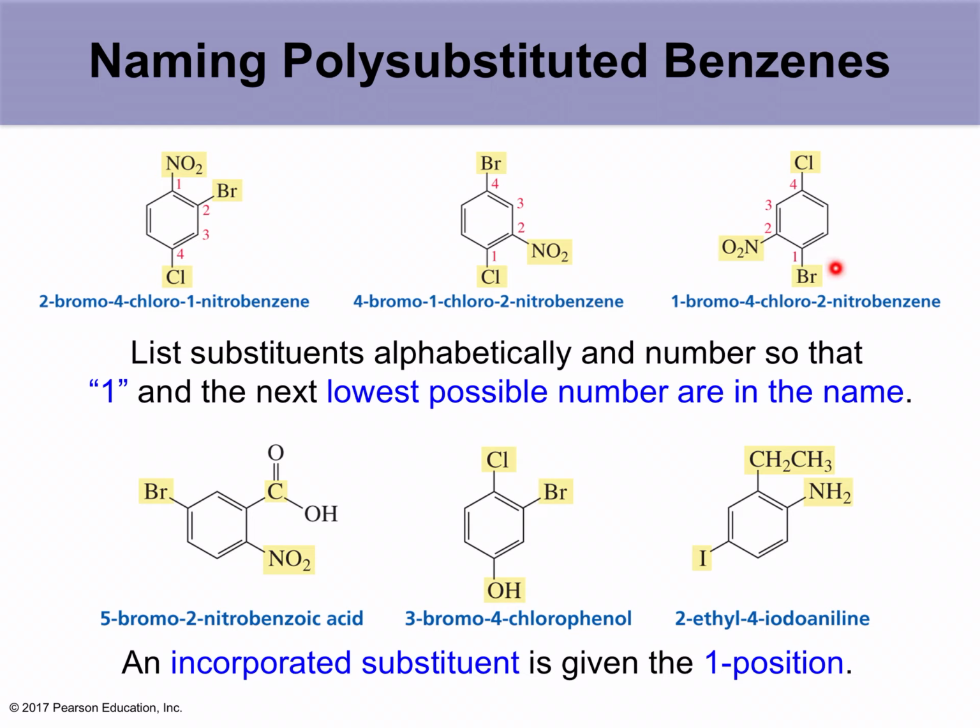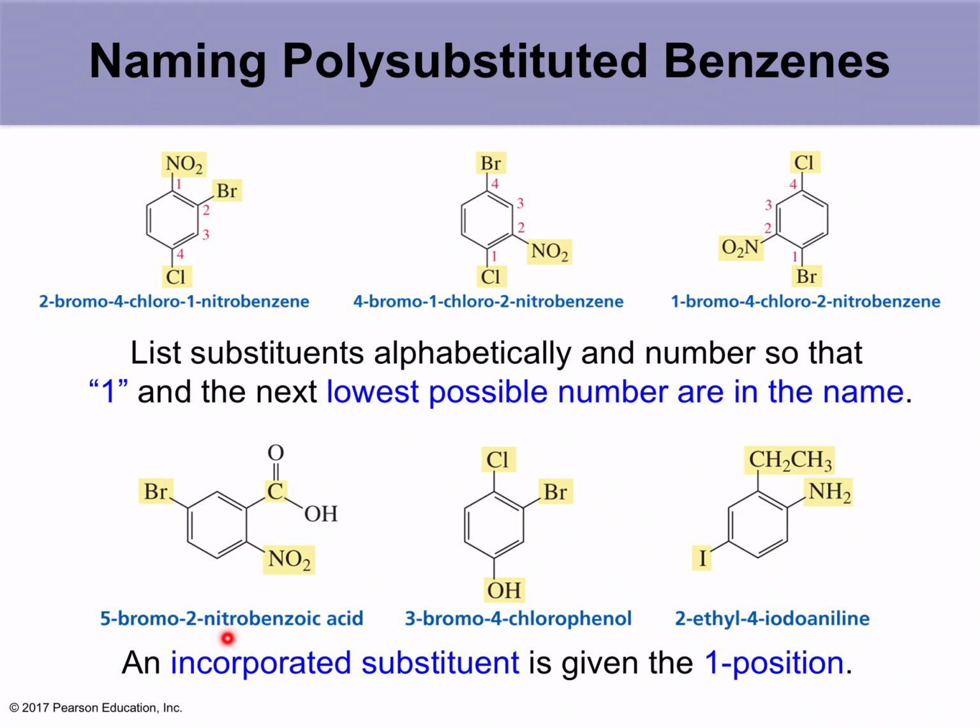Okay, and then the next one you can go 1, 2, 4. If you go from here, 1, 3, 4, so you pick this way, and then 1-bromo, and then we have 4-chloro as the next one because the C alphabetically comes after B, and then 2-nitrobenzene. That's how you would name a polysubstituted benzene.